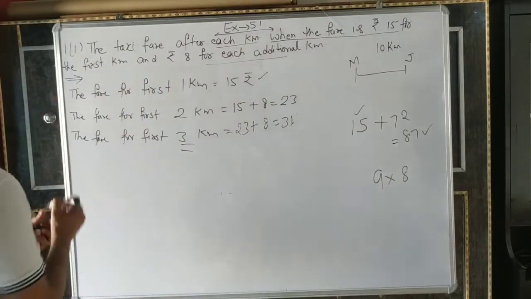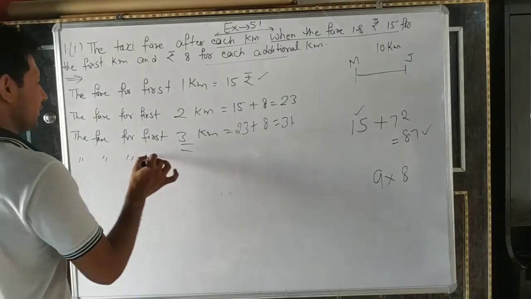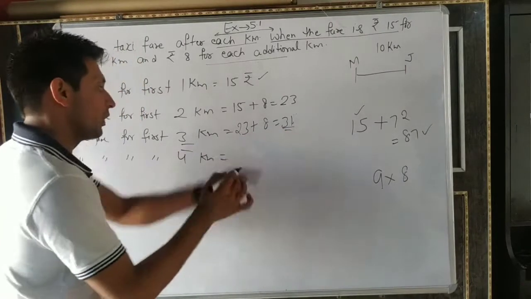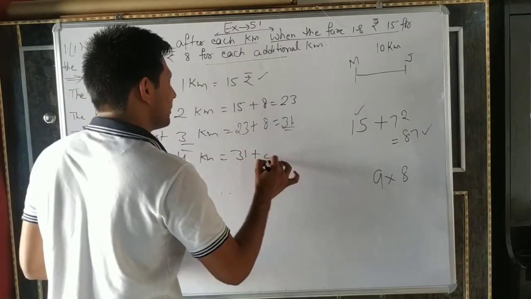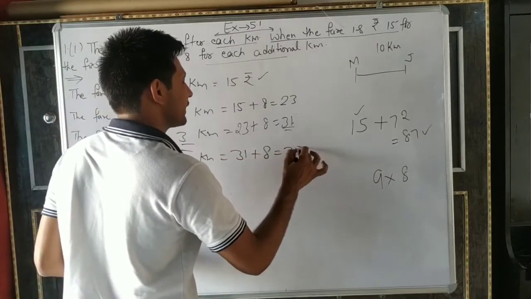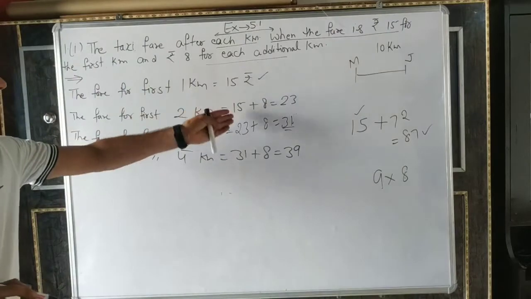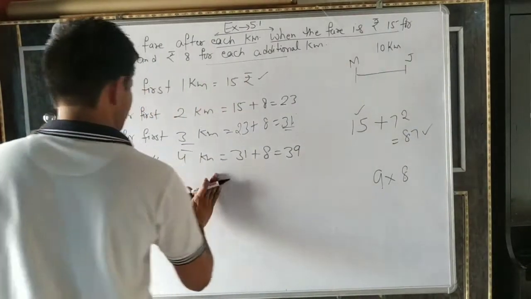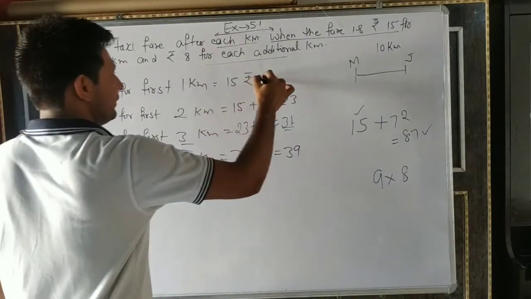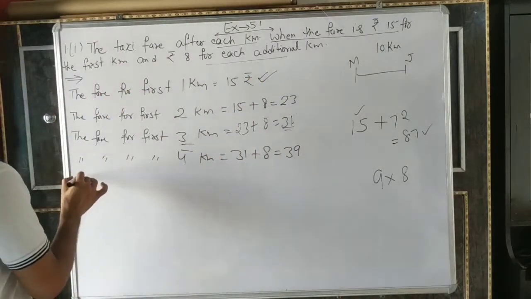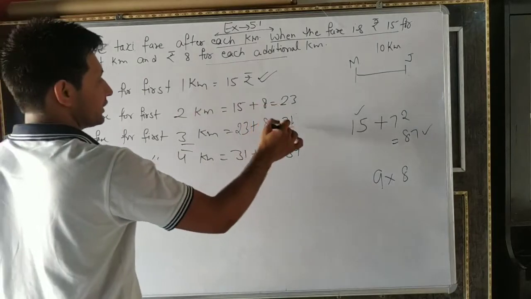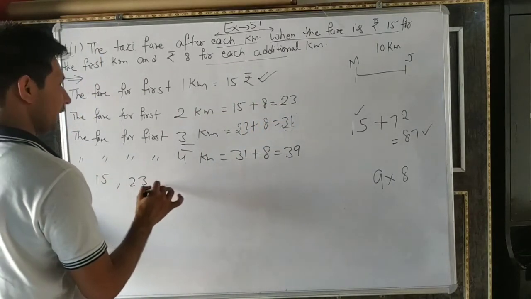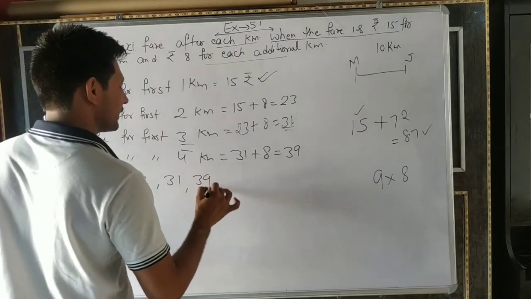Now one more. The fare for the first 4 kilometers. For 3 kilometers it is 31. For the next kilometer, 8. So how much? It is 39. So now we will check whether it is an AP or not. So write 15, 23, 31, 39, and so on.